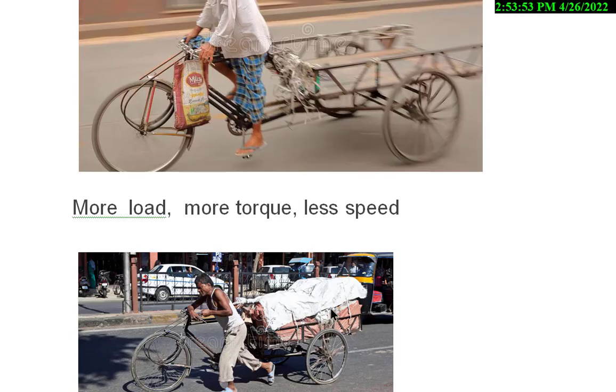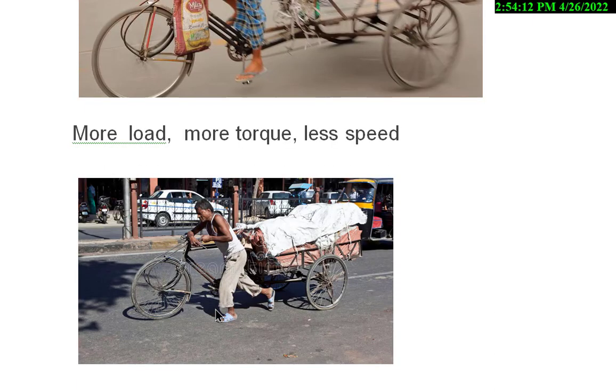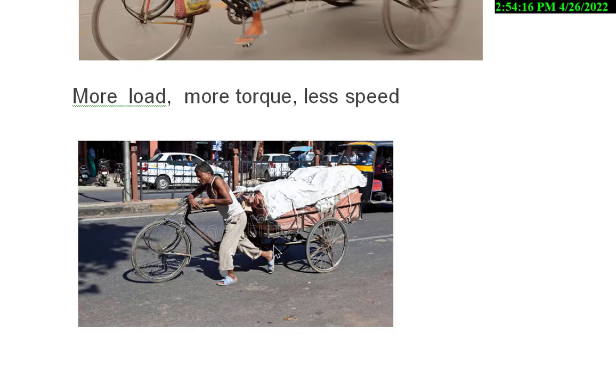Suppose load is placed in the rickshaw like this. In that case, it cannot be moved at high speed. It has to be moved at low speed, so it requires more torque. That is, it should be pulled like this. This is called the stable region operation of the three-phase induction motor, as an example.